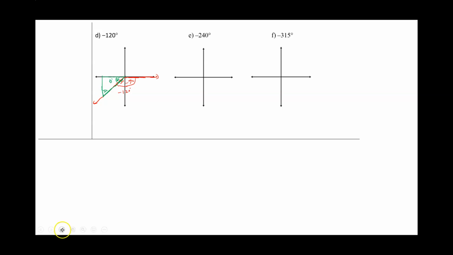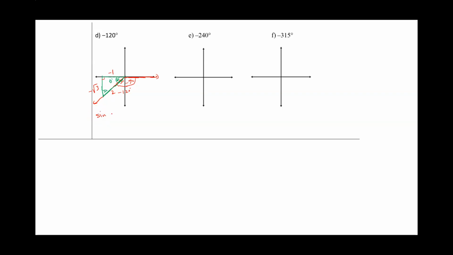Now remember, opposite of 30 is always going to be 1, but because we're going in the negative direction, it'll be negative 1. Opposite of 60 is always going to be radical 3, but because we're going in the negative direction, that'll be negative radical 3. And opposite of 90 is always going to be 2. Okay, so now let's go ahead and solve this.